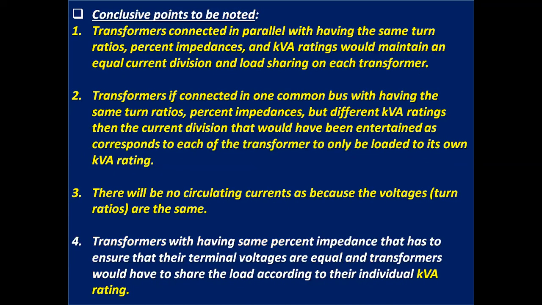Conclusive points to be noted. 1. Transformers connected in parallel with having the same turns ratios, percent impedances, and kVA ratings would maintain an equal current division and load sharing on each transformer. Number 2, transformers connected in one common bus with the same turns ratio, percent impedances, but different kVA ratings, then the current division would correspond to each transformer only being loaded to its own kVA rating.